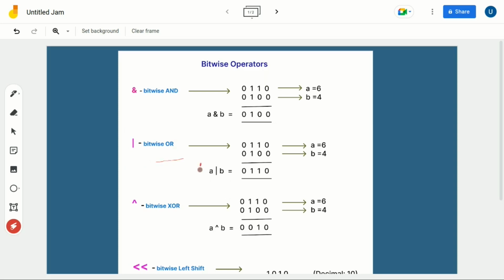Now calculate the binary value of A bitwise OR B. If any of the bits is 1, it results in 1. Otherwise, it is 0.